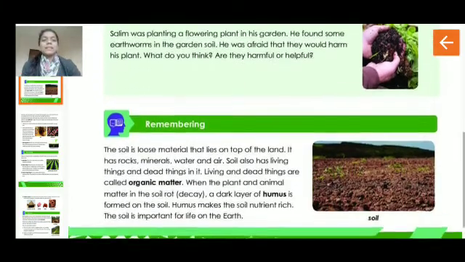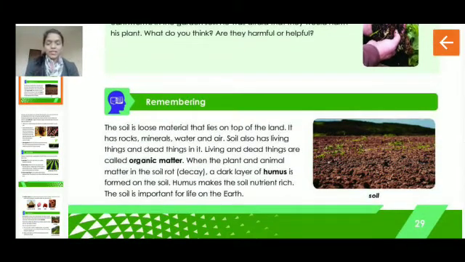So now let us see what is given in the remembering section. The soil is loose material that lies on top of the land. Okay, so what is soil? Soil is the loose material which is on the top of the land. On top of the land you get all the soil, right? So it has rocks, minerals, water and air. Soil also has living things and dead things in it. Living and dead things are called organic matter.